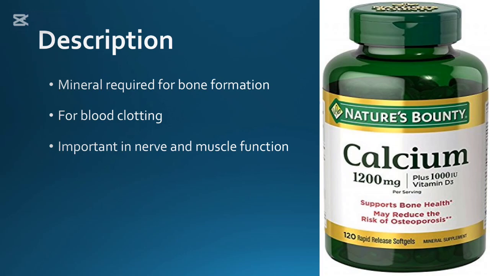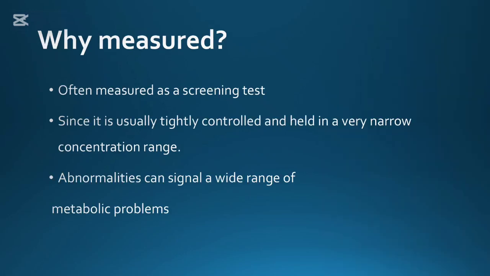Description: Calcium is essential for several key functions in our body. Number 1. Bone formation. Calcium is the primary mineral required for the growth, strength, and maintenance of bones. Number 2. Blood clotting. It plays a significant role in the clotting process, which prevents excessive bleeding when injuries occur. Number 3. Nerve and muscle function. Calcium helps with the transmission of nerve signals and the contraction of muscles. These functions underscore why maintaining the right levels of calcium is so important.